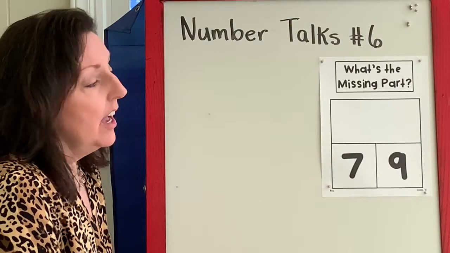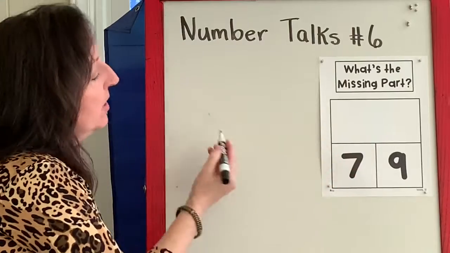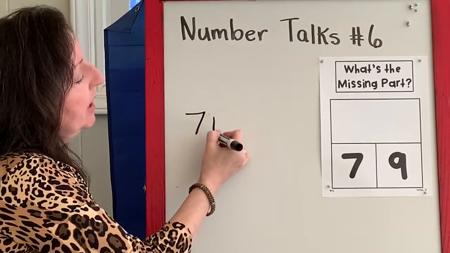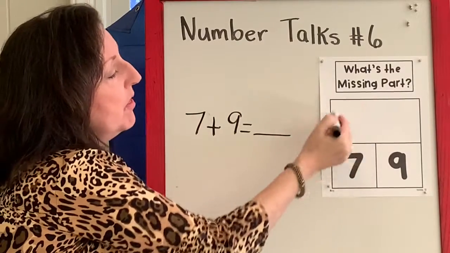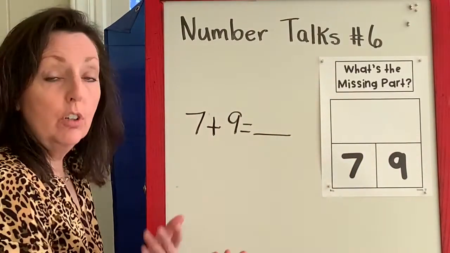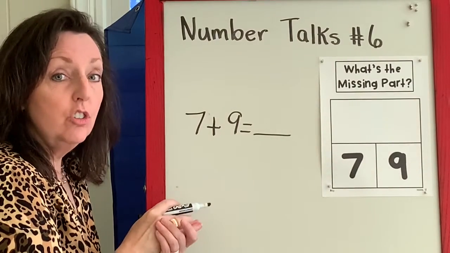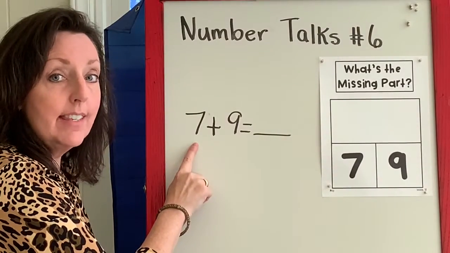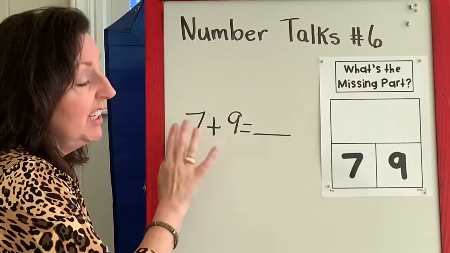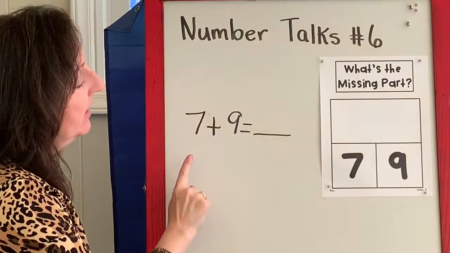So here, our missing number is the total. It would be like this: 7 plus 9 equals blank. I want to know the big total there. You could hold it in your head, draw 7 circles and 9 more, or use a chart, but let's hold the 7 in our head. 7, 7, 7. Ready? What comes after 7?